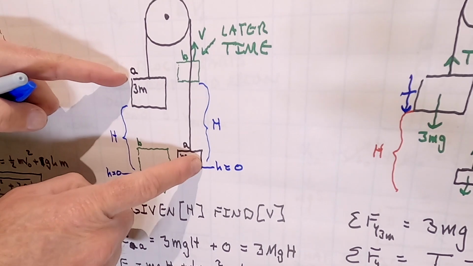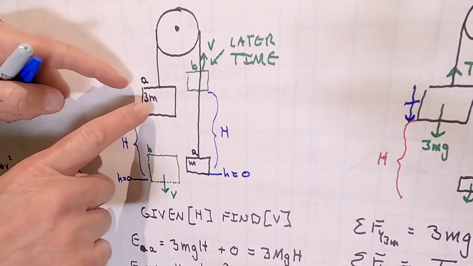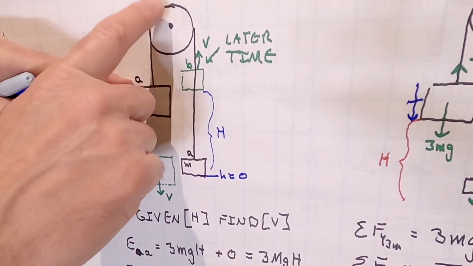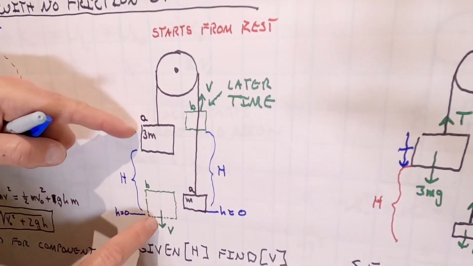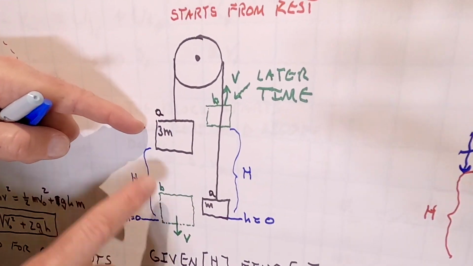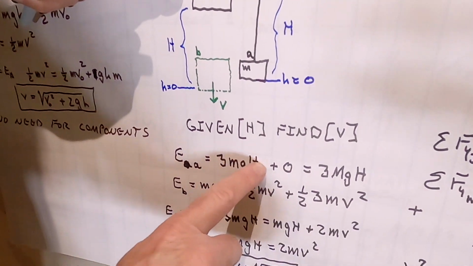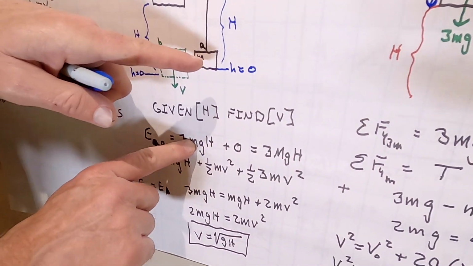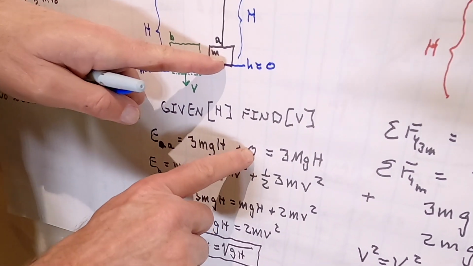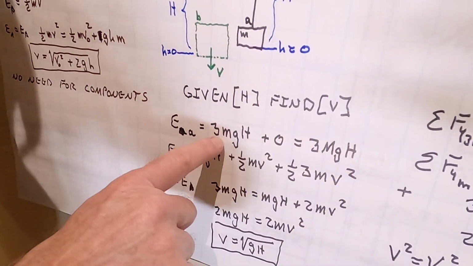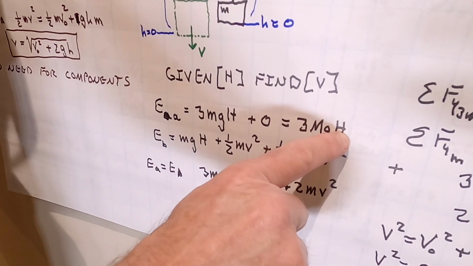So this block, we're looking at it in the black first right here. This block has no kinetic energy. They start from rest, but it has potential. It's got 3mgh. So there's the 3mgh. This block has got no kinetic and no potential, so it's 0. So the total of the two blocks is 3mgh.